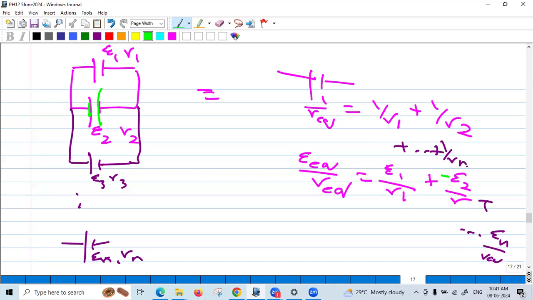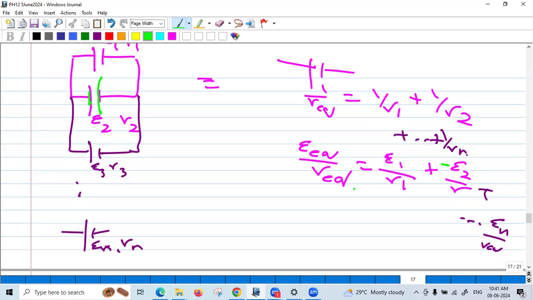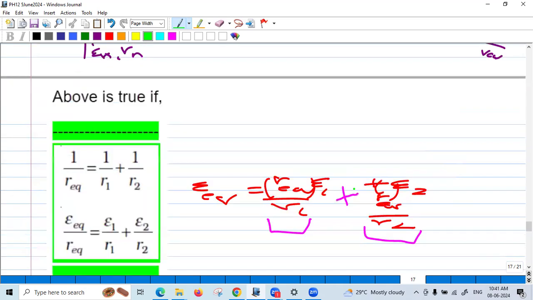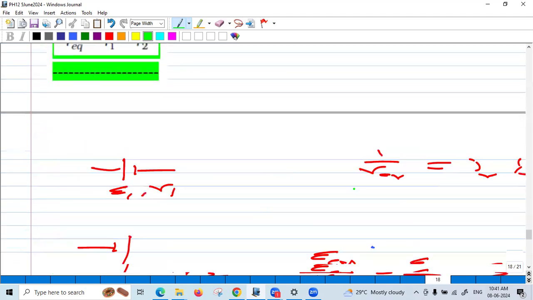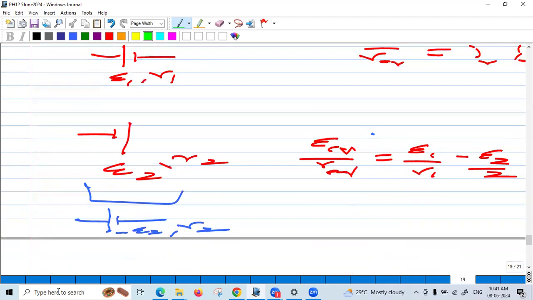So you know how to connect cells in series and in parallel. This work I did last time. So any doubts here? You can also check your book.